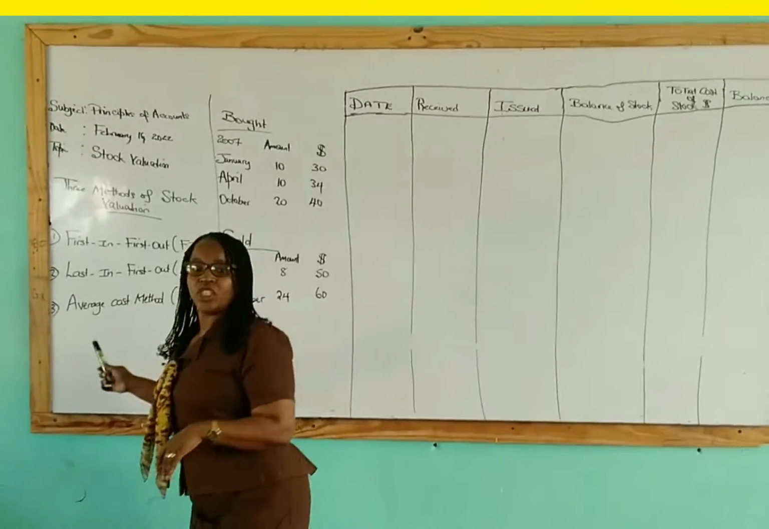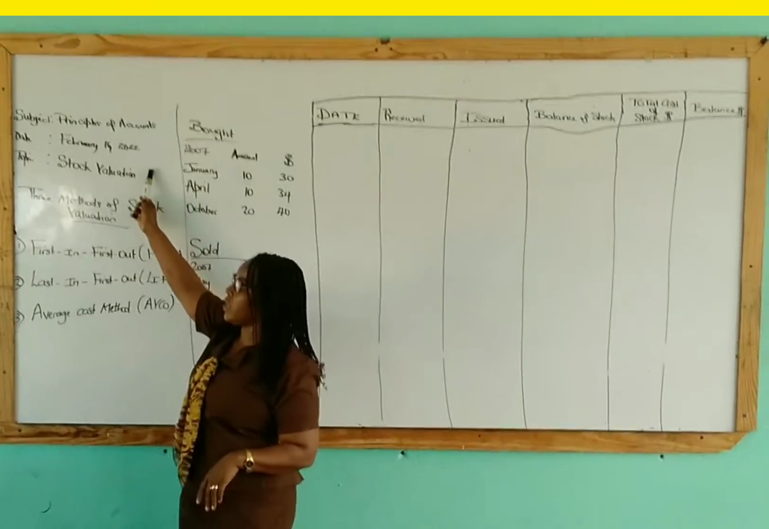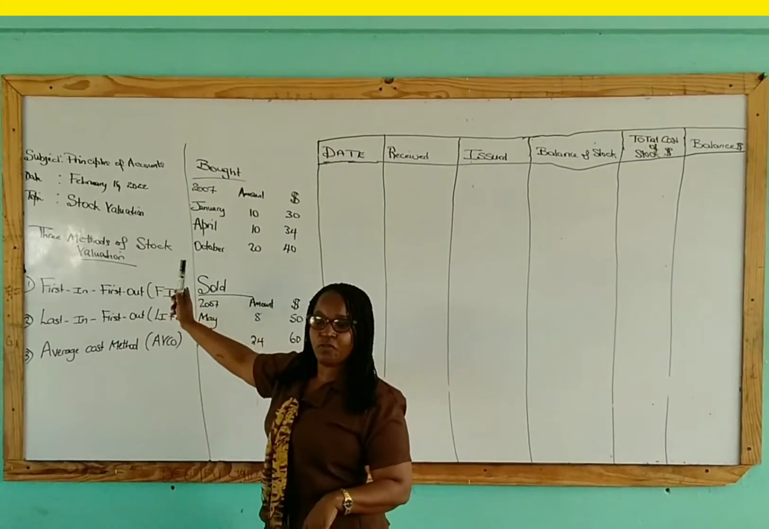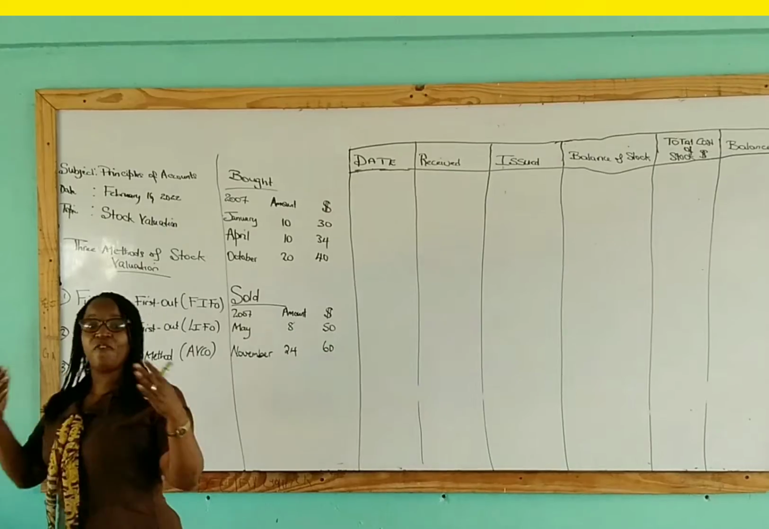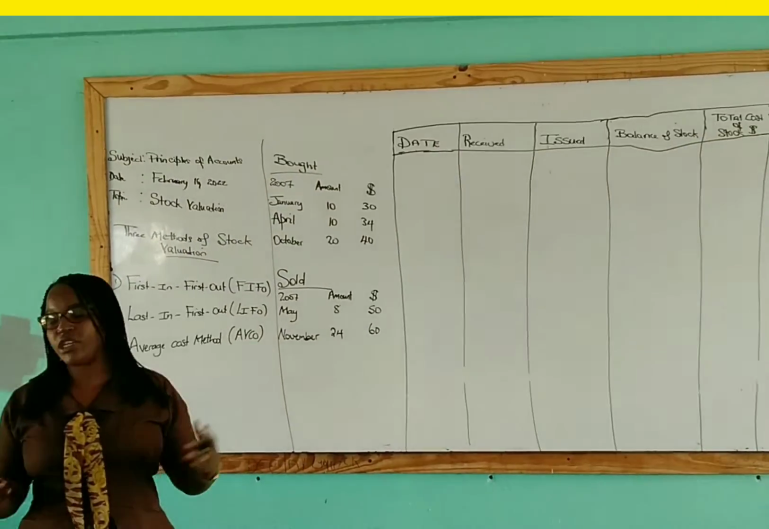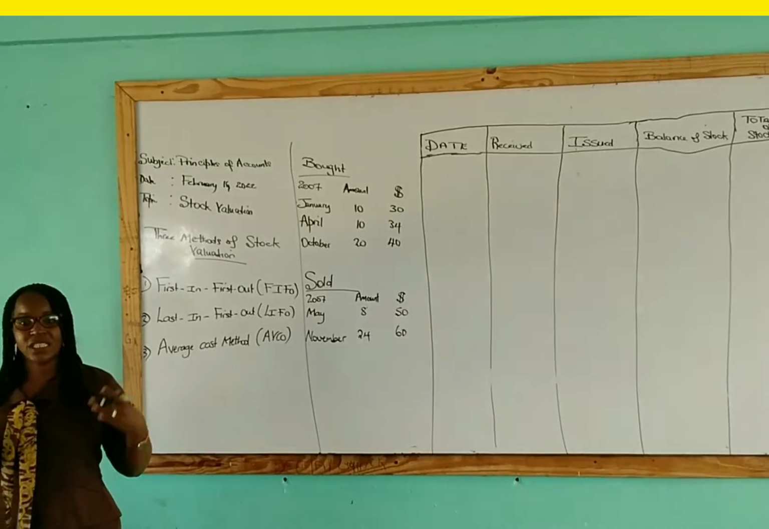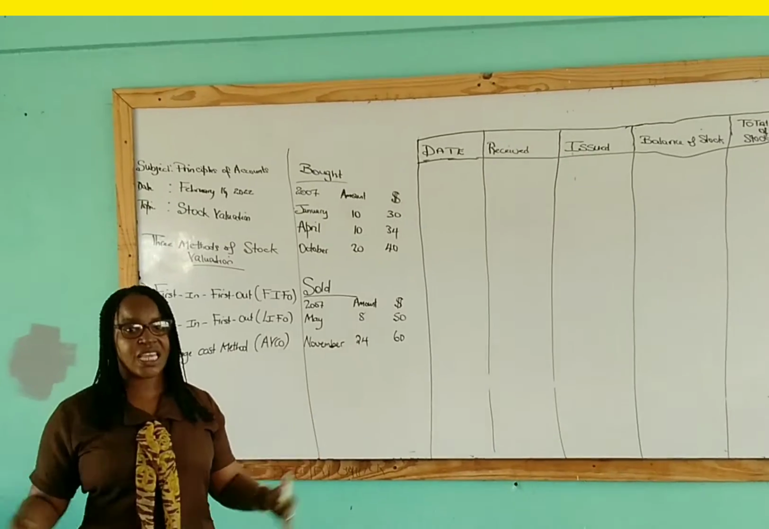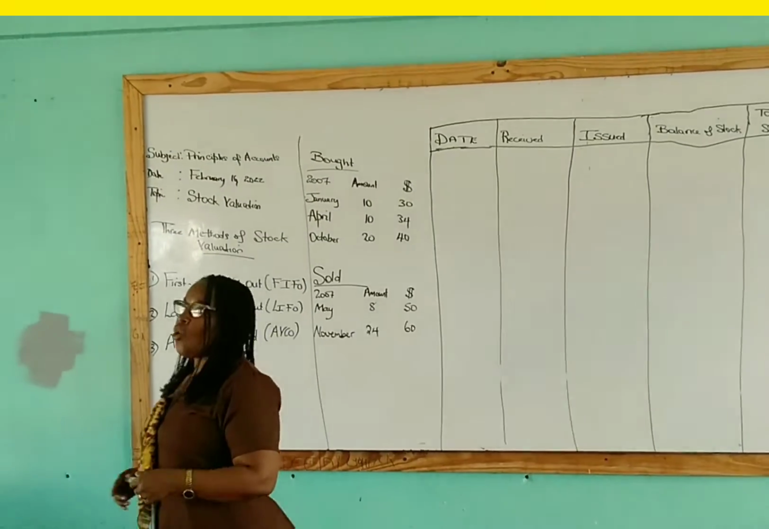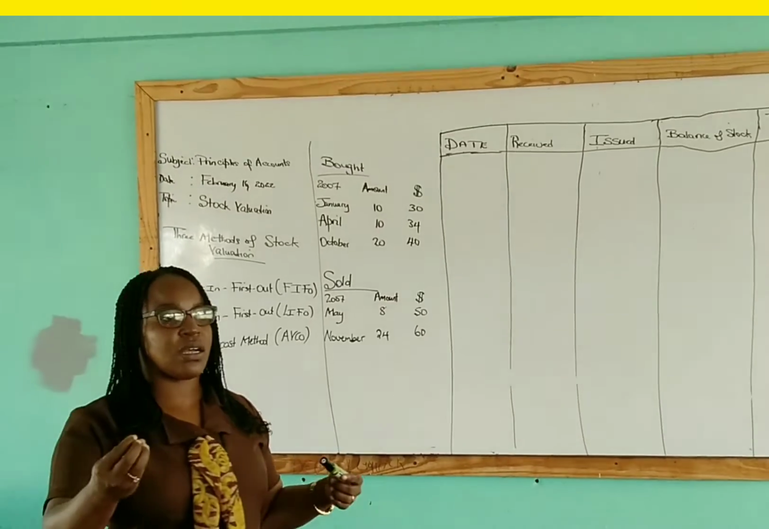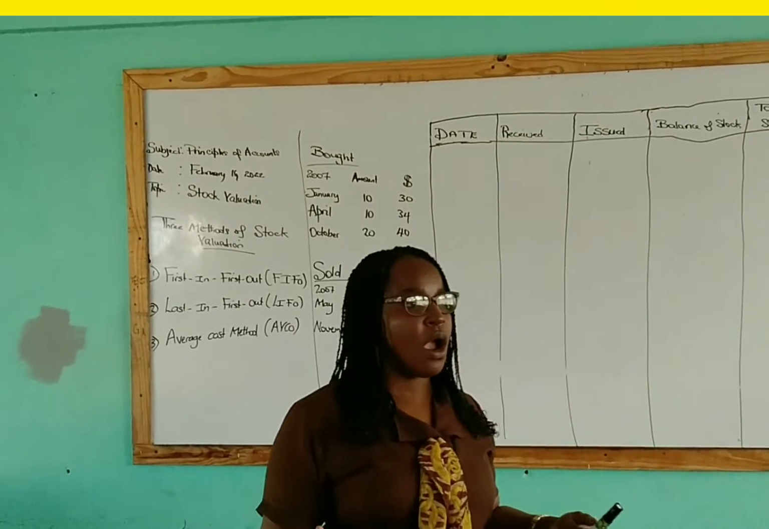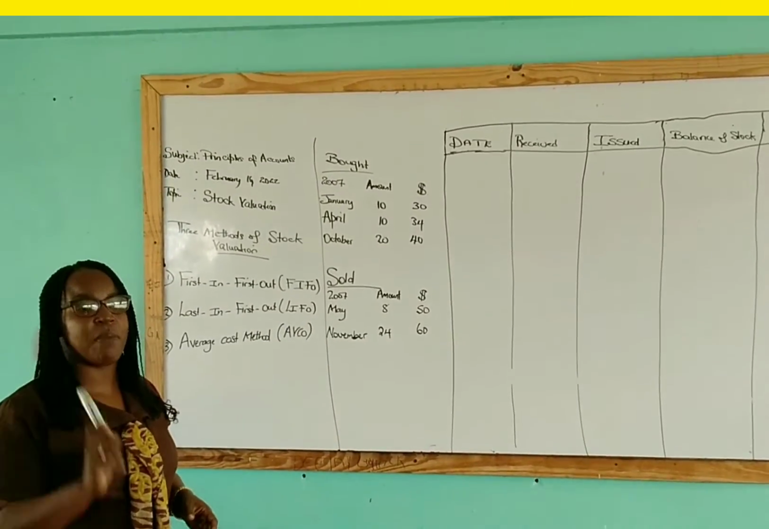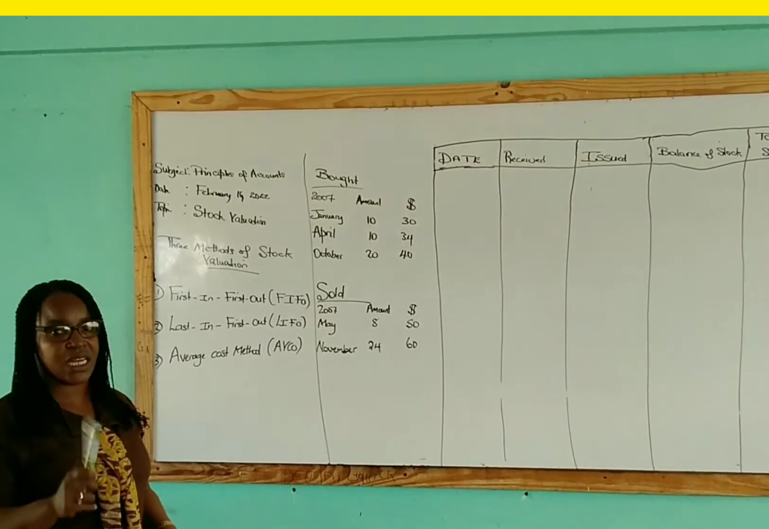Today we are going to continue a lesson and we are going to focus on stock valuation. Okay? So we are going to focus on how we value our stock at the end of a certain period. And we all know that stock is the name given to goods purchased, and the name for stock is inventory. Alright? We need to know the value of our stock that is remaining in our storeroom. And as such, we were introduced to 3 different methods that we can use to calculate our stock.